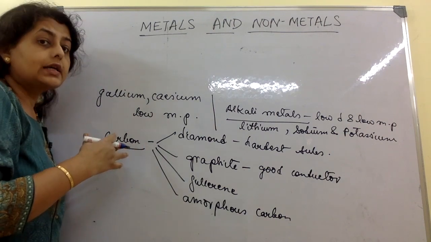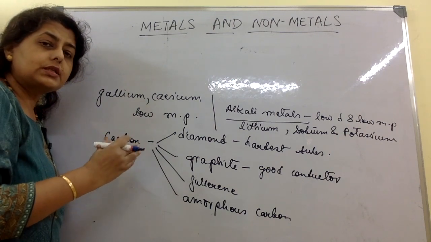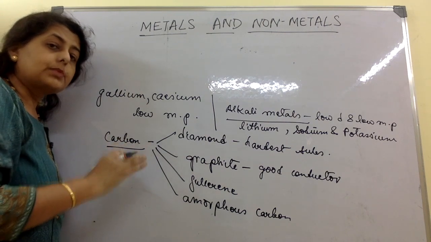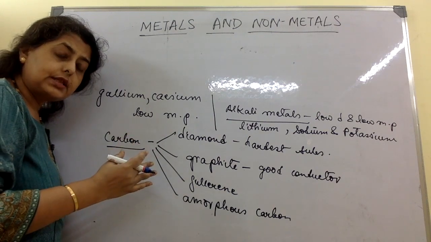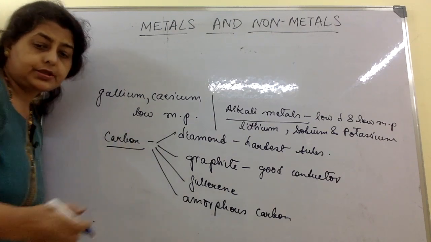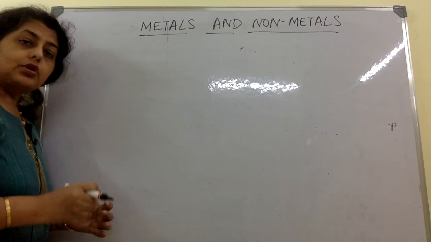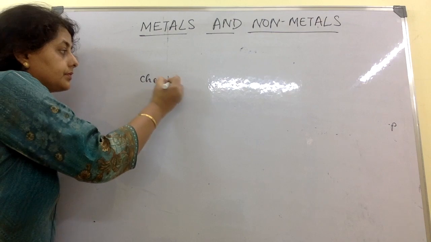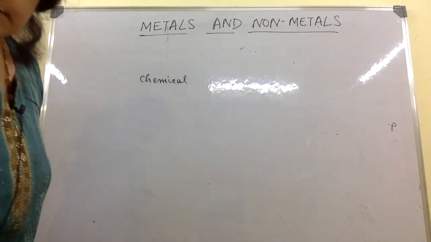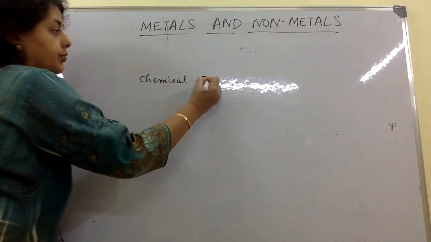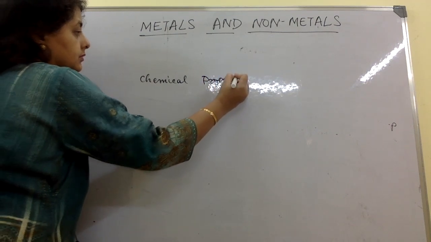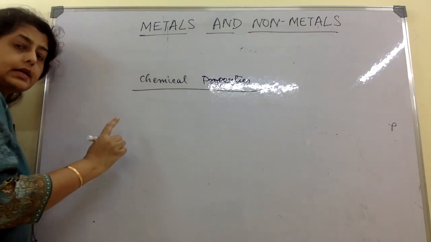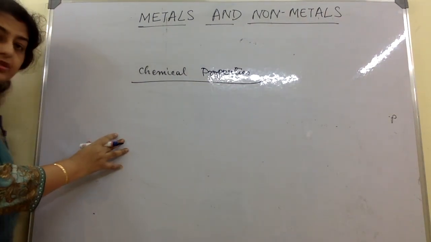Now let's take the chemical properties. Physical properties are just what you see, what you can understand. But how does it react with other things? That will come under chemical properties. Now talking about the chemical properties of metals and non-metals, firstly, this is one thing that can come as a question.